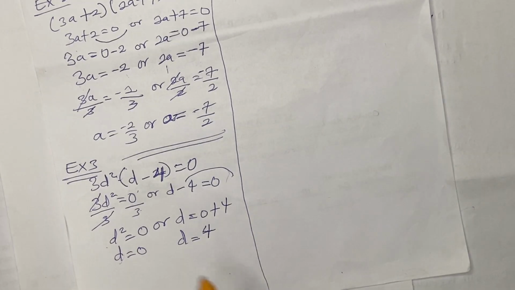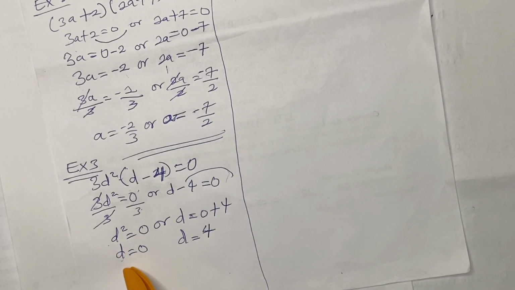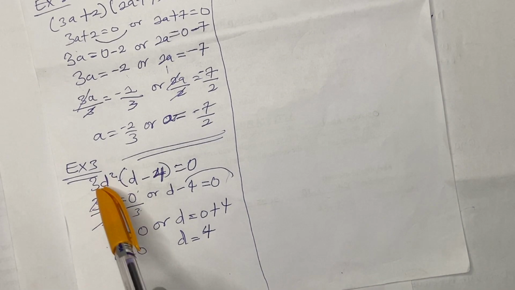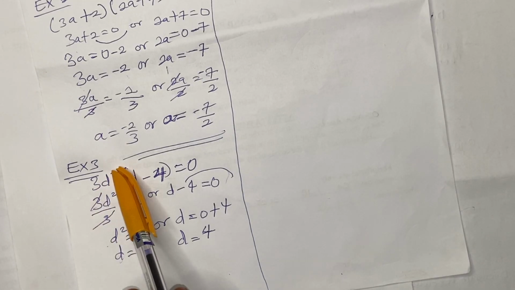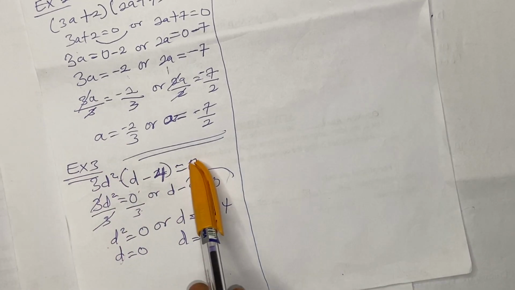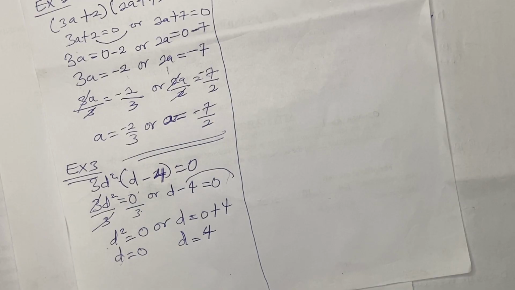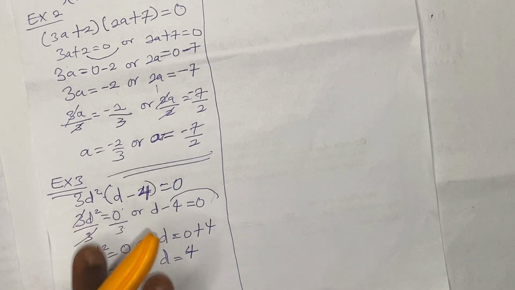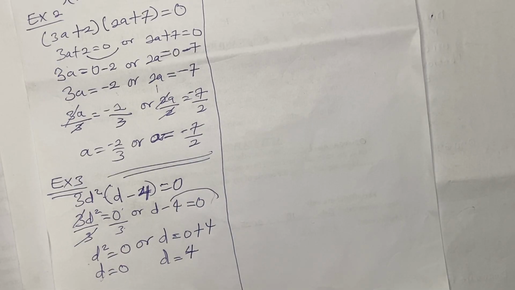Now look at the last one too. Our d is 0. If I put d as 0, 3 times 0 squared is 0. 0 times everything here is 0. Do you understand that now? So that is how you do a quadratic equation of this form.